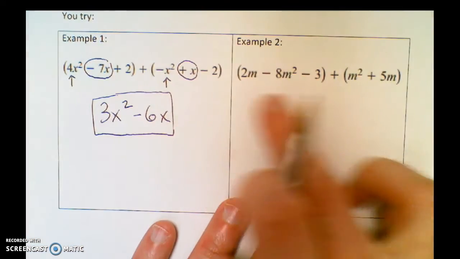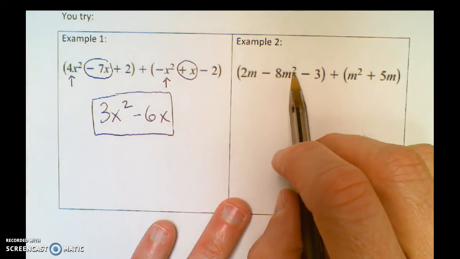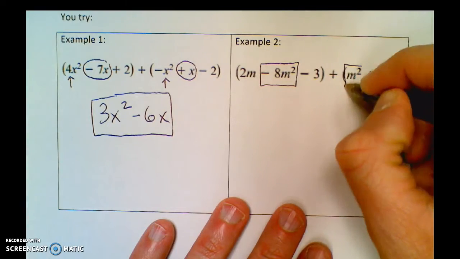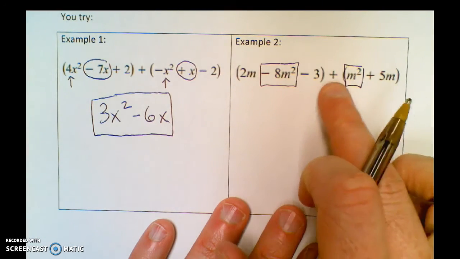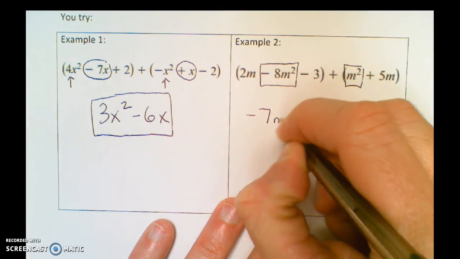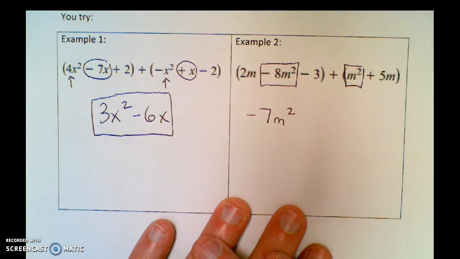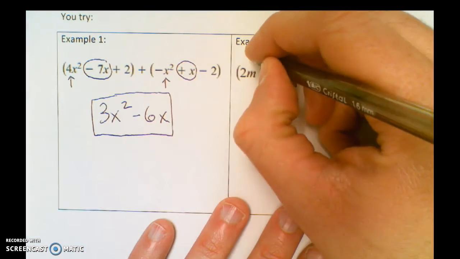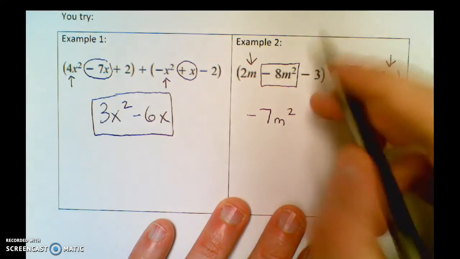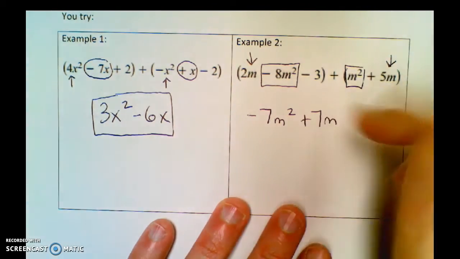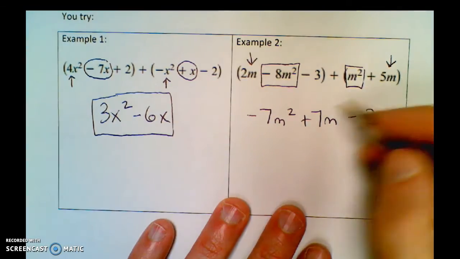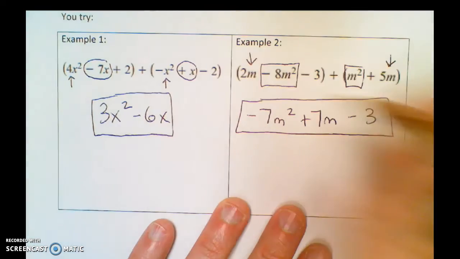Similarly, in this problem, the highest exponent here is 2. So this is my lead coefficient and degree. The negative 8m squared plus m squared: negative 8 plus 1 is negative 7. Again, you can use your calculators if you need to. The 2m matches up with the 5m, so 2m plus 5m is 7m. And then the negative 3 doesn't have anybody to add with, so it just stays the same as minus 3. And there's your final answer for adding polynomials.